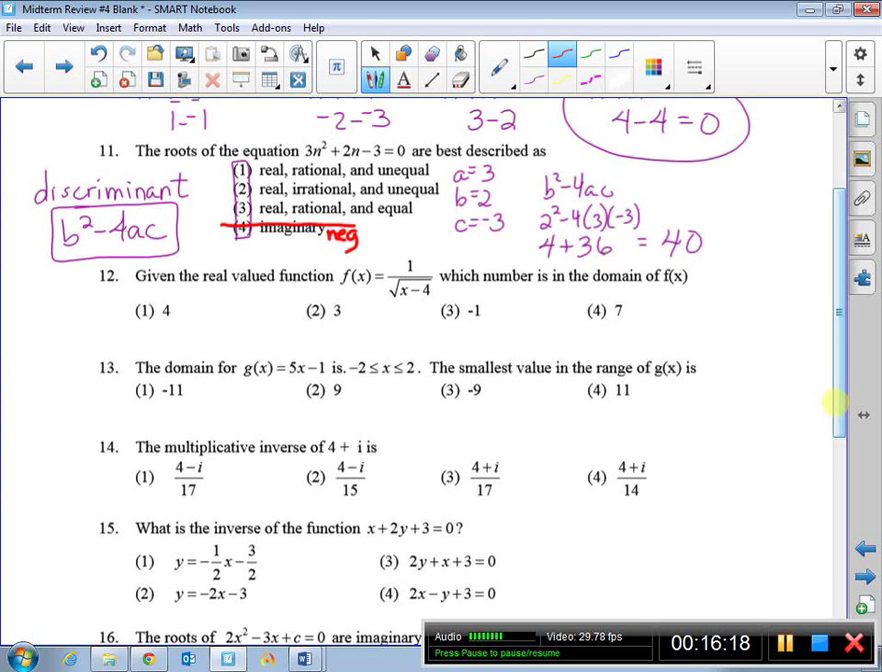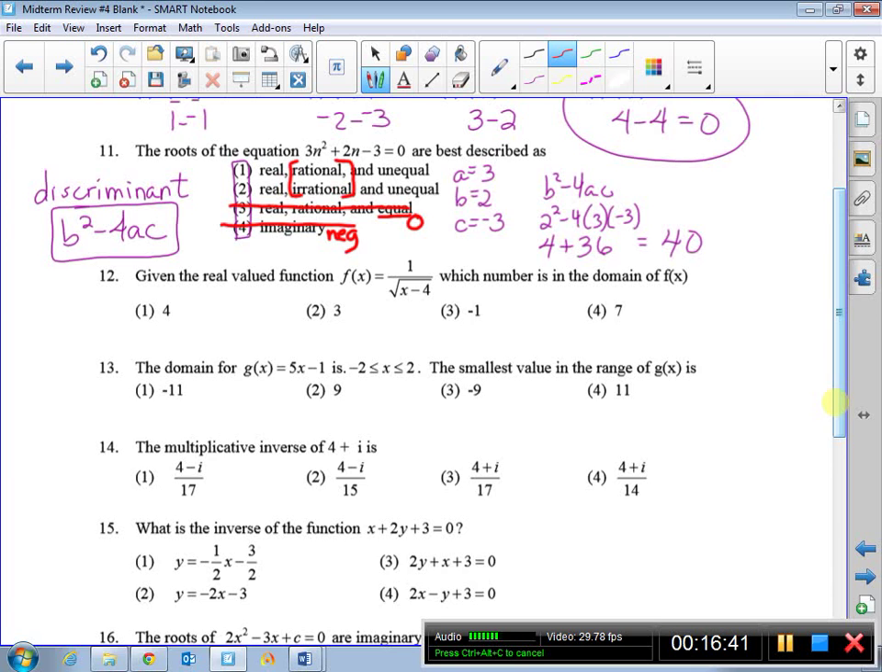I'm going up from the bottom. Real, rational, and equal. Well, equal roots happen when my discriminant is exactly 0. And it's not 0, so it's not that. Number 2, real, irrational, and unequal. Real, rational, and equal is at the top. So the only difference here is, will my roots be rational or irrational?